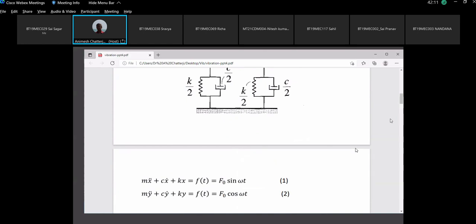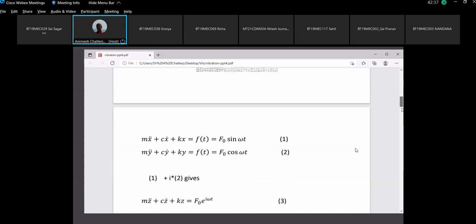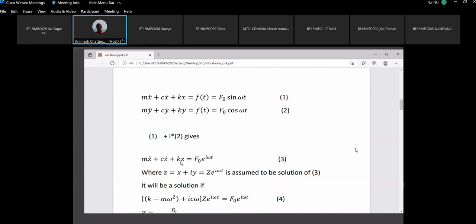Then it will satisfy the complex differential equation. If capital Z e to the power i omega t happens to be a solution, then it will satisfy that complex differential equation. So in the left hand side, instead of z, put this one. So you put small z is equal to this, then you evaluate this with this solution. What do we get? We get this.